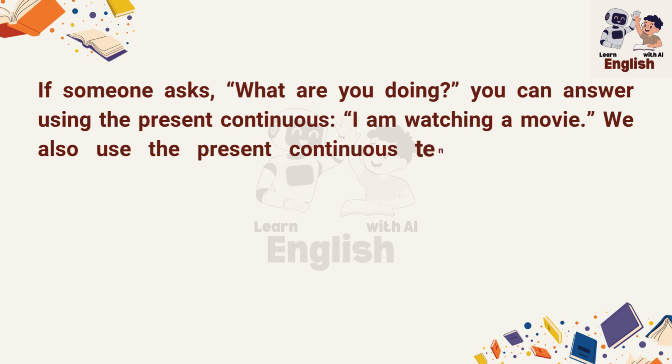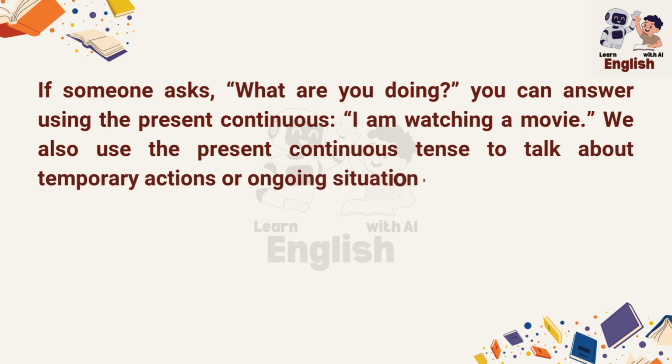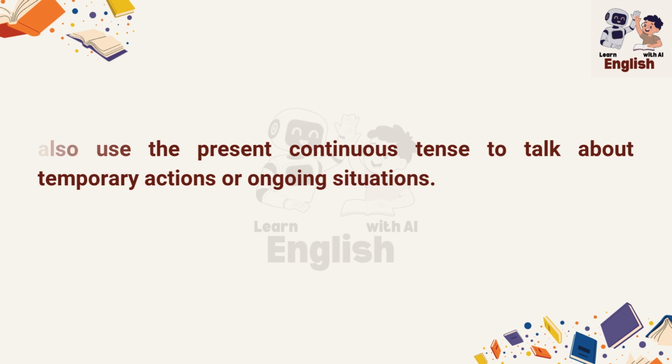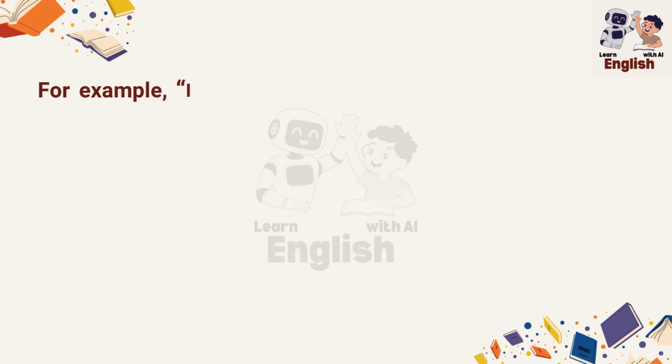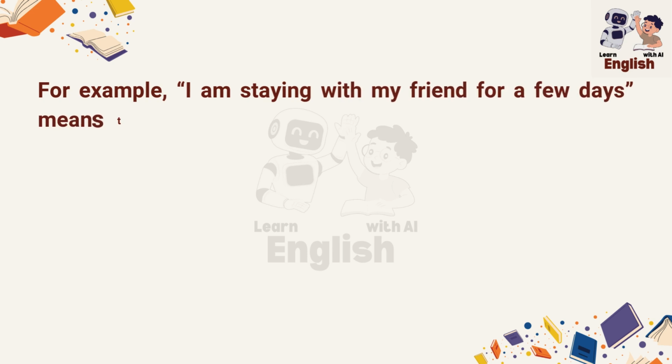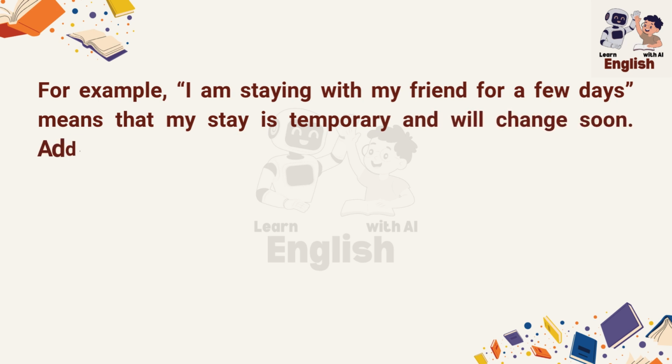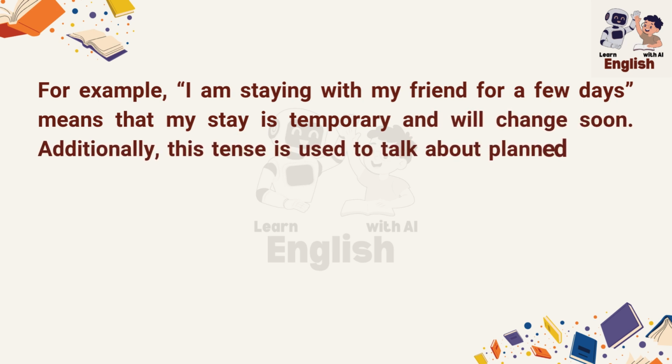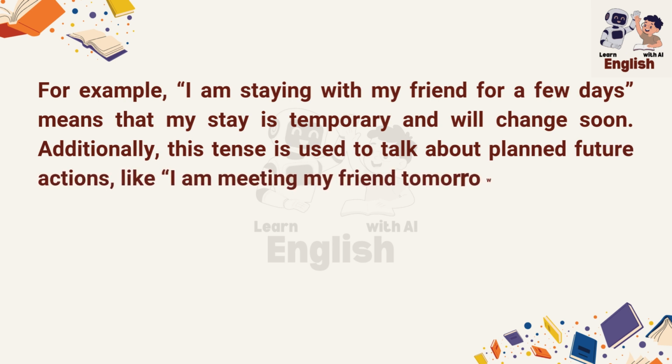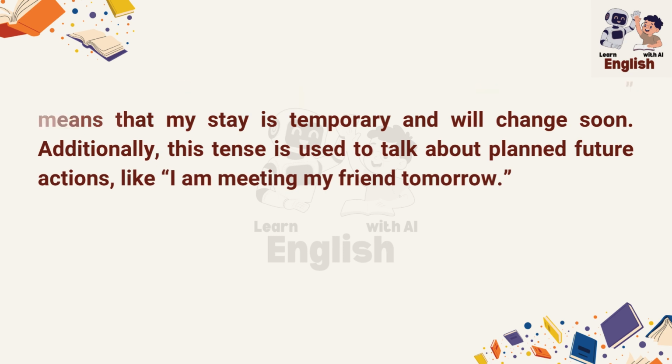We also use the present continuous tense to talk about temporary actions or ongoing situations. For example, I am staying with my friend for a few days means that my stay is temporary and will change soon. Additionally, this tense is used to talk about planned future actions, like I am meeting my friend tomorrow.